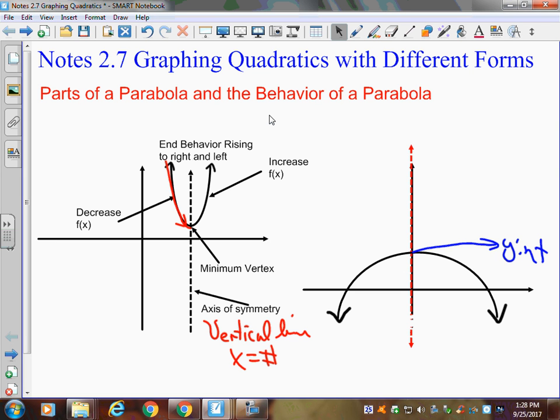Because is this one rising? No, is it? Or how about this one? Now both of them, is it? I got one rising and one falling. So not all graphs do the same thing on both sides. It just happens to be that parabolas are doing that.